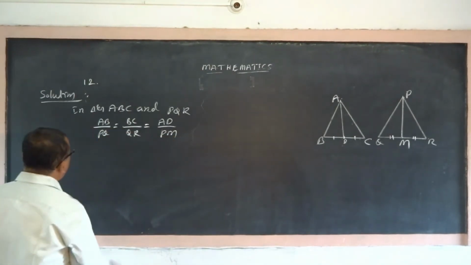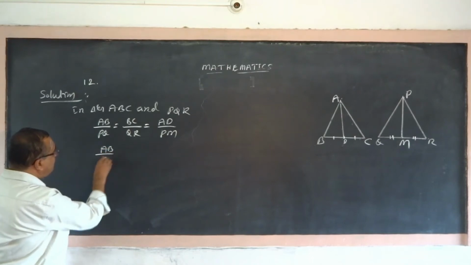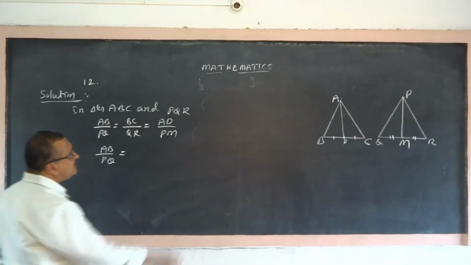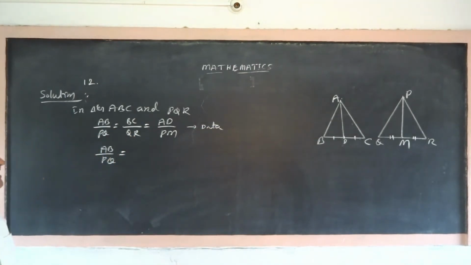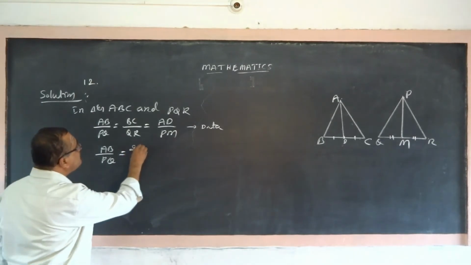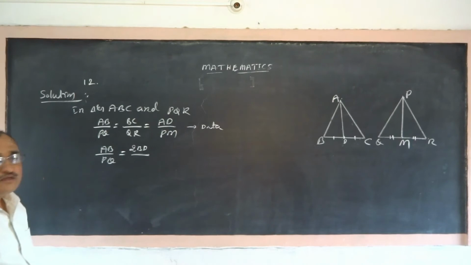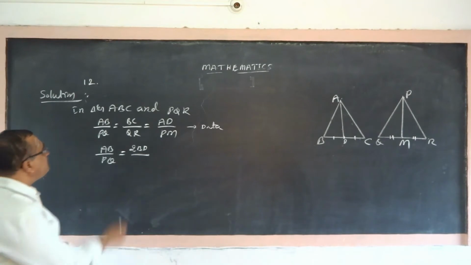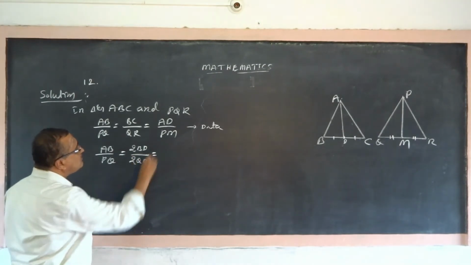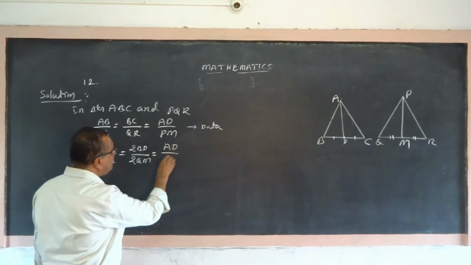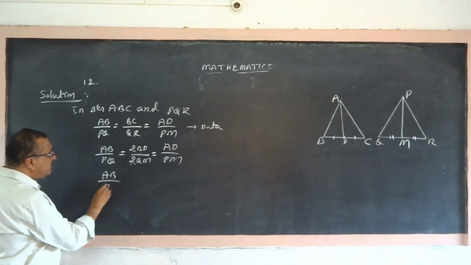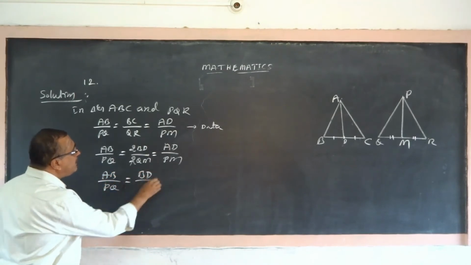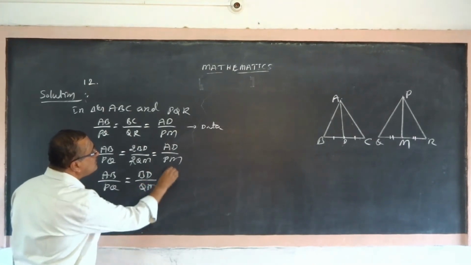So we can say that AB by PQ is equal to, it is in data, is it? BC can be written as 2 times BD, by 2 times BD, and QR is 2 times QM, is equal to AD by PM. Now the 2 gets cancelled. When it is cancelled, AB by PQ is equal to BD by QM and is equal to AD by PM.